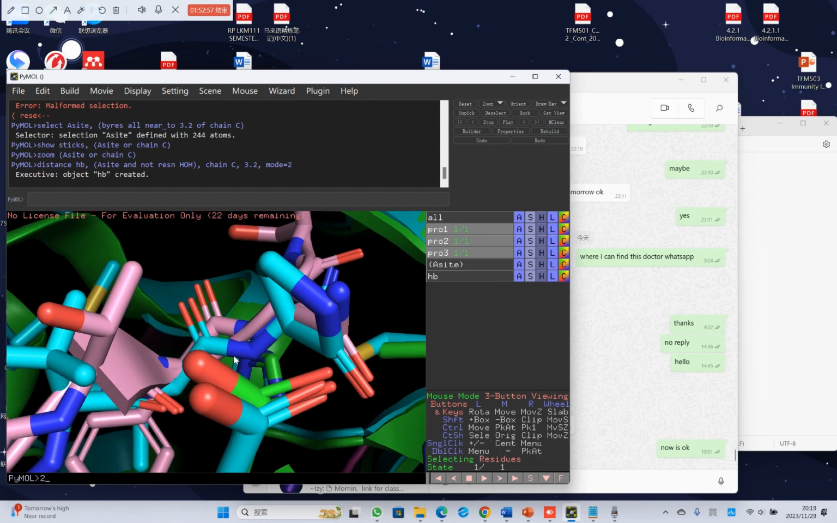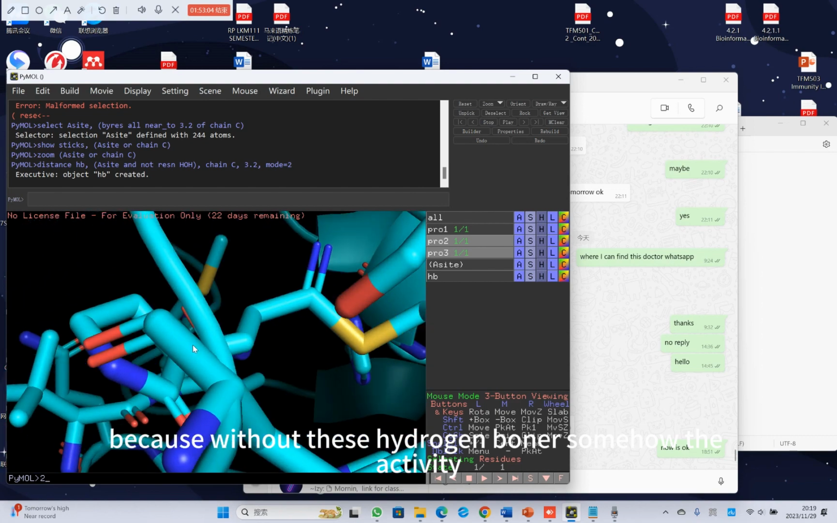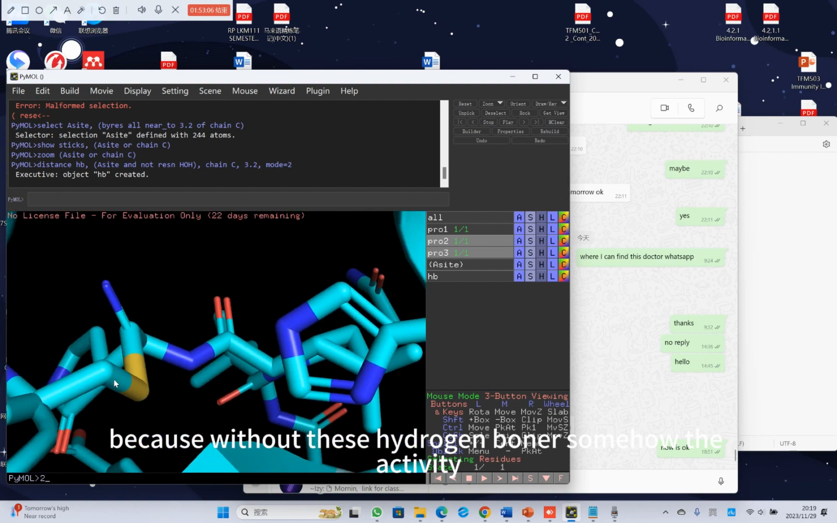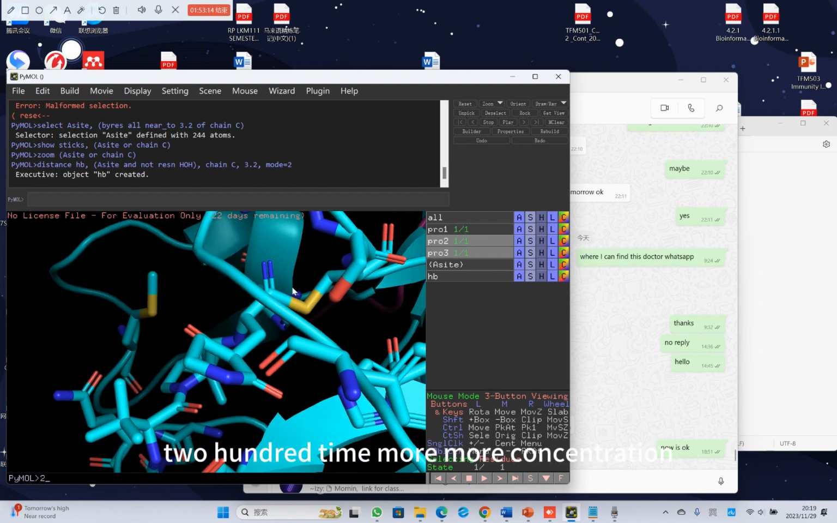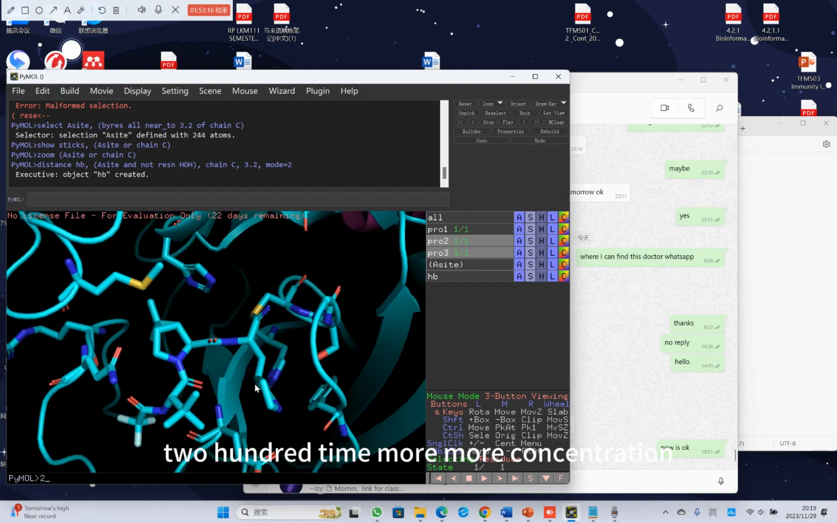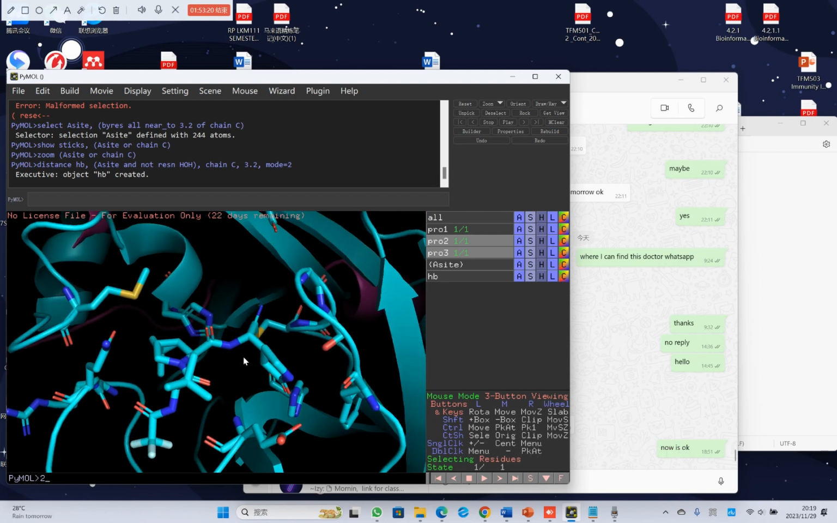Because without this hydrogen bond, somehow the binding decreases so much that you need 200 times more concentration to inhibit the protein. For this one it's very subtle. When I look at this, I also feel like it can have such a big impact.